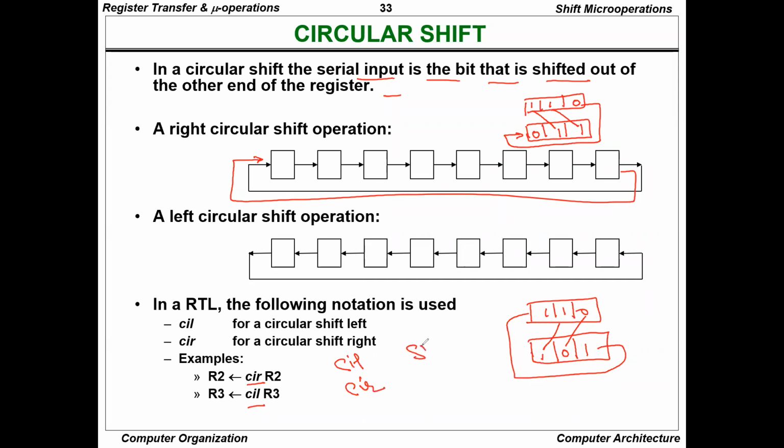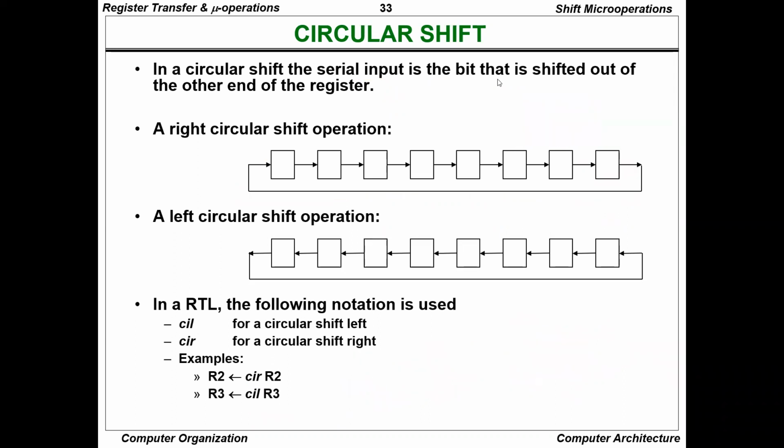ठीक है, नॉर्मल लॉजिकल शिफ्ट का क्या था? SHL and SHR. This is logical shift, this is circular shift. दोनों में डिफरेंस क्या है? नॉर्मल लॉजिकल शिफ्ट में जो इनपुट था that was 0, लेकिन इसके अंदर इनपुट क्या है? The bit which is shifted out. जिस बिट को आप शिफ्ट आउट करते हैं, that bit actually becomes the input stream. So let us discuss the last one.